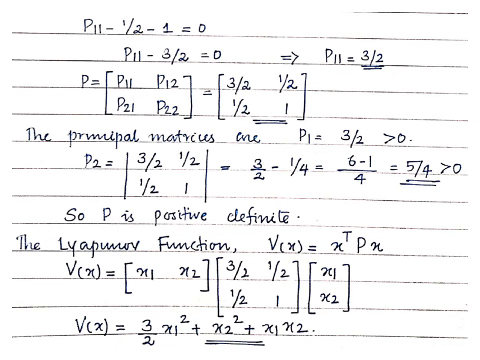We know that Lyapunov function V of x is equal to x transpose Px, and state variables are x1 and x2 because it is a second order system. Multiplying, we know that diagonal elements are 3 by 2 and 1. So 3 by 2 x1 square plus 1 into x2 square plus, then the 1 2 term and 2 1 term are half each. So half plus half becomes 1, so 1 x1 x2. So the Lyapunov function V of x is equal to 3 by 2 x1 square plus x2 square plus x1 x2, which is the Lyapunov function.